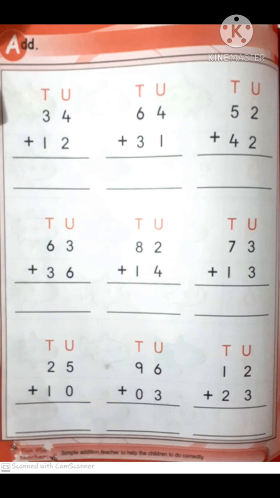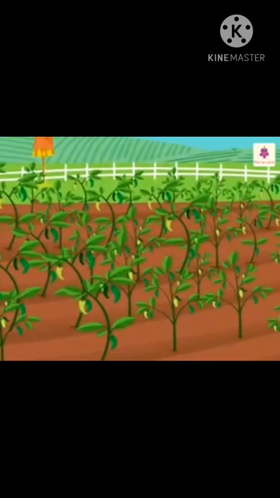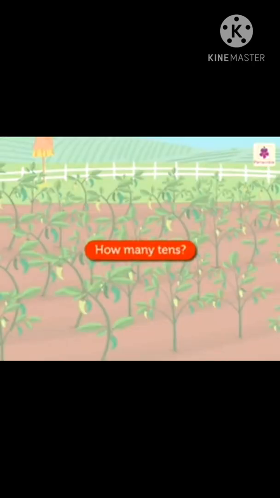We will solve page 94. Before starting the page, we will revise the concept of tens. Let's start with me. Today, let's learn how many tens with these green chilies.